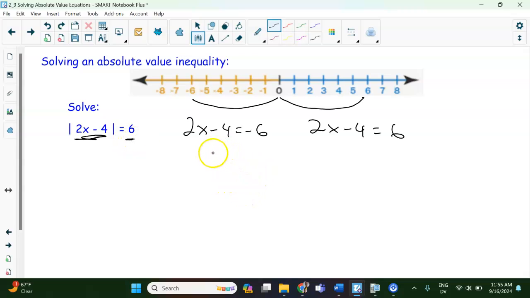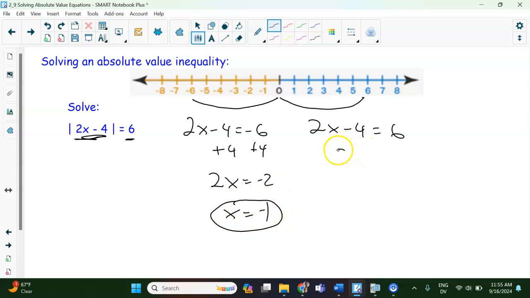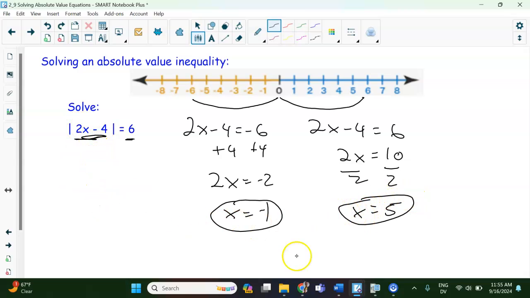Now it's just two equations to solve like you're used to. Add 4. So you get 2x equals -2 and then divide by 2. That's one answer. Go over to the other one, add 4, divide by 2. Okay, and those are our two answers. And again, we could check them. We could put them here and check. But basically, I'm going to trust that we're okay here. So it's -1 and 5 are our two answers.